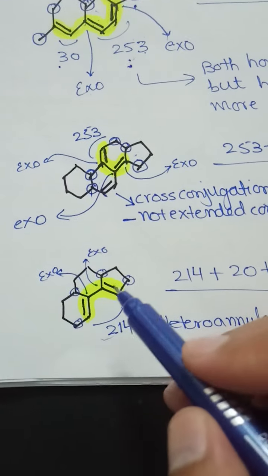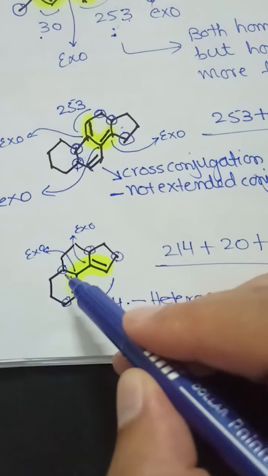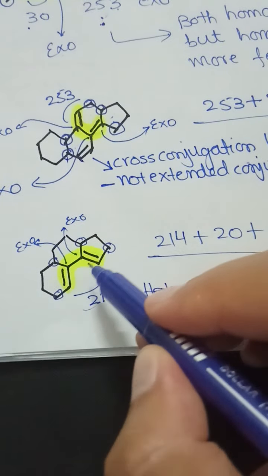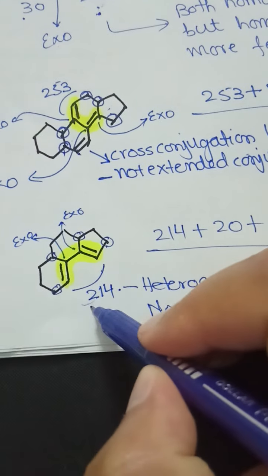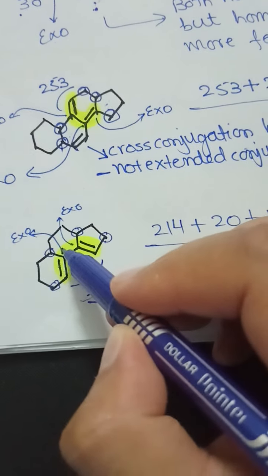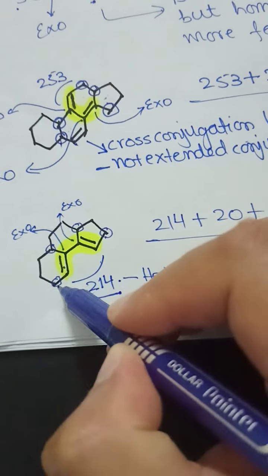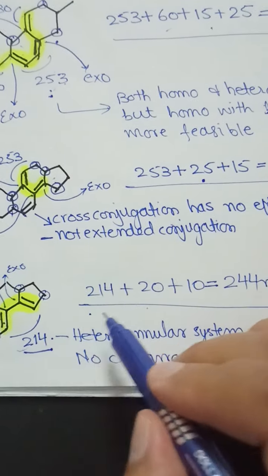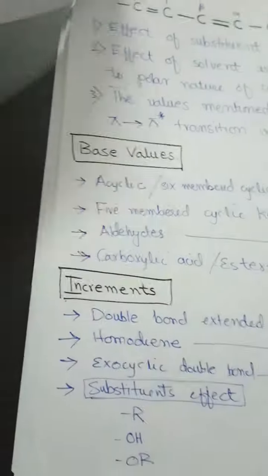And in this example, here we have the conjugation, but this conjugation is inside the ring, so it is not the open acyclic cis conformation, it is actually the heteroannular diene. So for heteroannular diene, the lambda max is 214 nanometer. For this ring, this double bond is exocyclic, and against this ring, this is the exocyclic. So 2 exocyclic double bond and 4 are the ring residues, which produces 20 nanometer increment. So 214 plus 20 plus 10. So 244 nanometer lambda max for this compound.